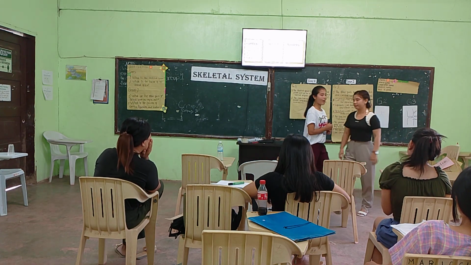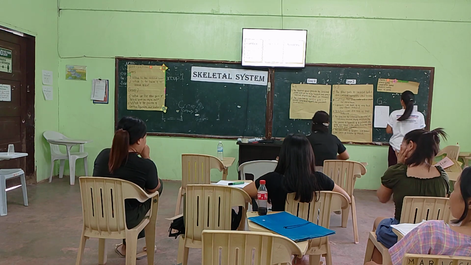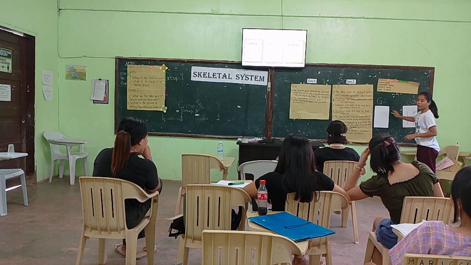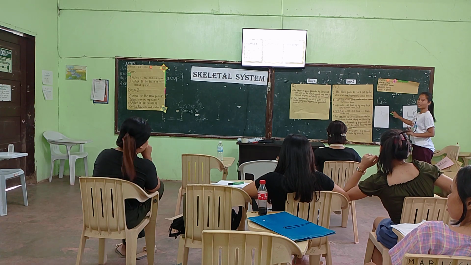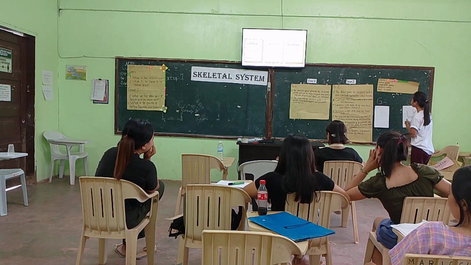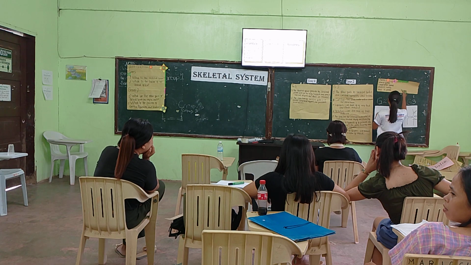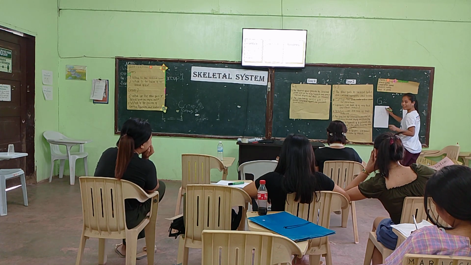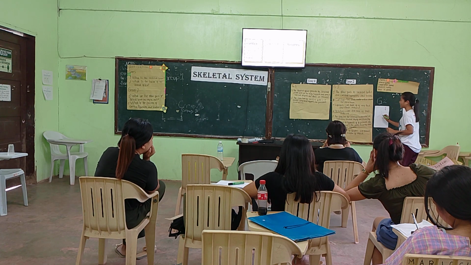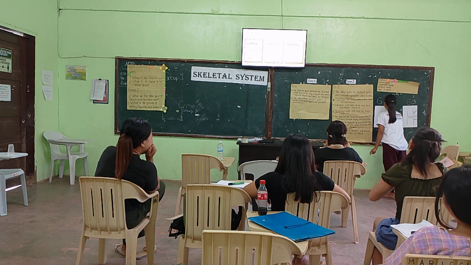Alright. So I will give you a score. For group 1's delivery, I will give them 5 points. And for their cooperation, I will give them 3 points. And for their neatness, it is very neat. I will give them 5 points.